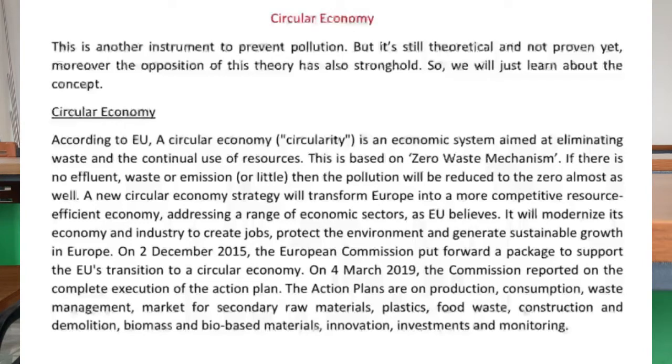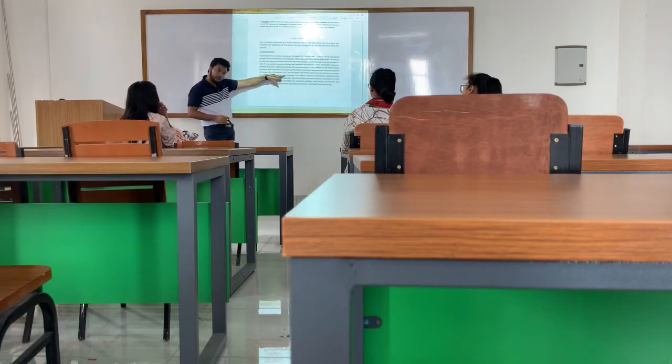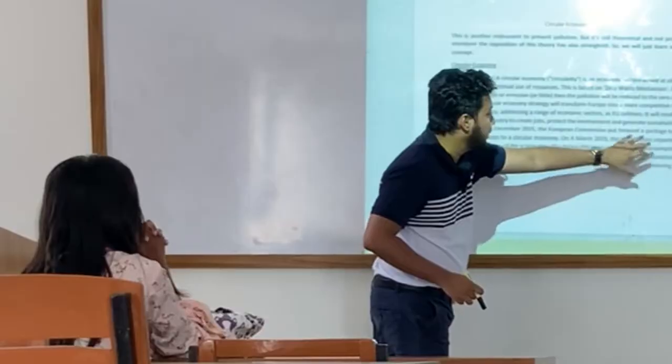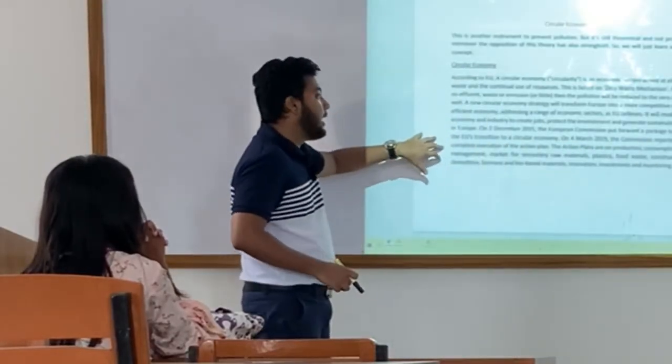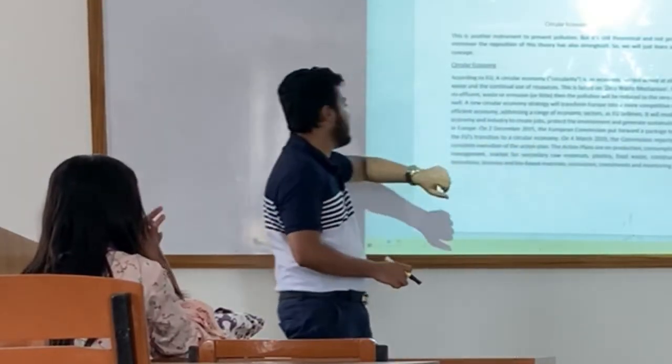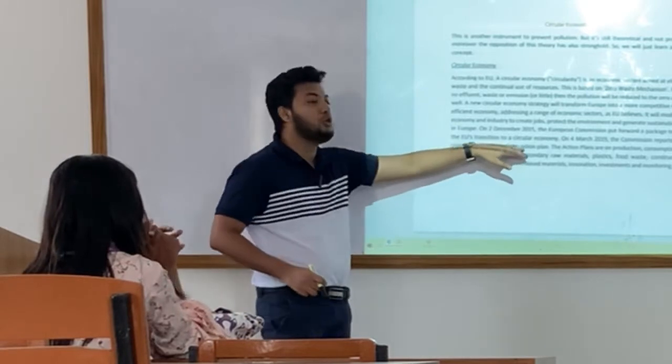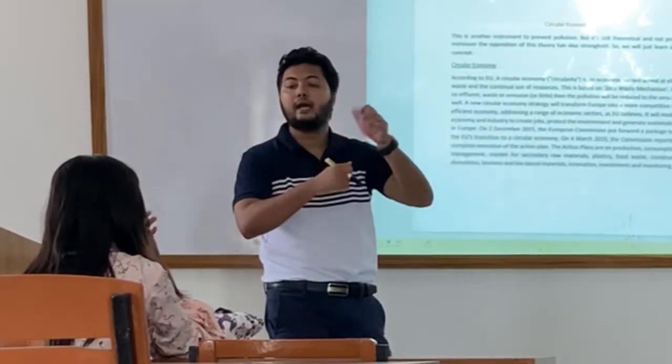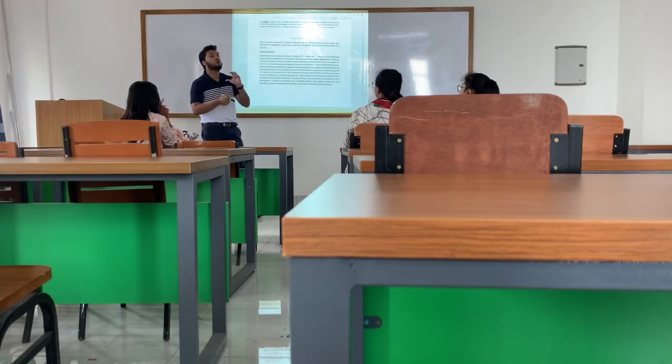The European Union is trying their best. For example, in December 2015, the European Commission placed a report, and the Commission reported in 2019 on the complete execution of the action plan. It means that they will move more towards a circular economy.